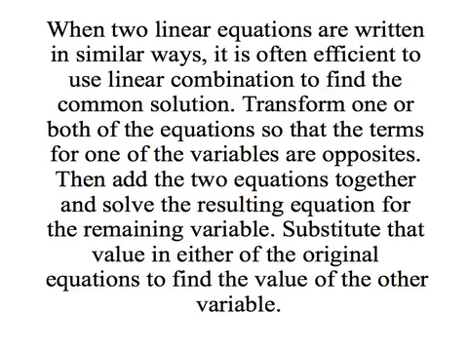When two linear equations are written in similar ways, it is often efficient to use linear combination to find the common solution. Transform one or both of the equations so that the terms for one of the variables are opposites. Then add the two equations together and solve the resulting equation for the remaining variable. Substitute that value in either of the original equations to find the value of the other variable.